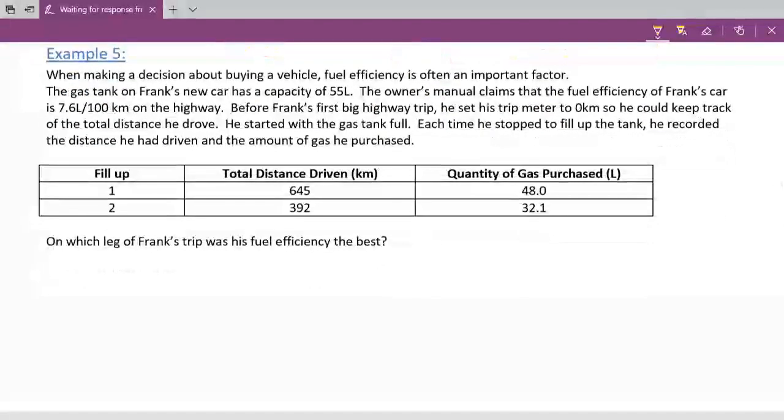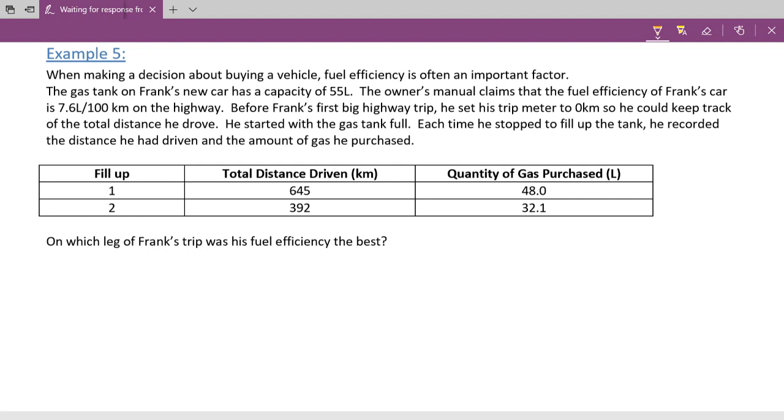Let's look at one more example. When making a decision about buying a vehicle, fuel efficiency is often an important factor. The gas tank on Frank's new car has a capacity of 55 liters. The owner's manual claims that the fuel efficiency of Frank's car is 7.6 liters for every 100 kilometers on the highway. Before his first big trip, he sets up his trip meter to 0 kilometers so he can keep track of the total distance he drove, and he started with a full tank.